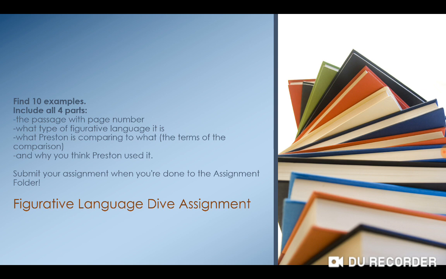Now, if you've got an idiom, there are no terms, right? If you have a hyperbole, there's no terms. So your terms of comparison are only for similes, metaphors, personification, and allusions. And then explain why you think Preston used it. So, for example, by the way, if you pull a hyperbole out and you get to that terms question, you can just write not applicable or NA or something, because you don't have to do the terms if it doesn't apply. All right, let me know if you have any questions about this assignment, but that is the Figurative Language Dive assignment. Good luck and have fun.